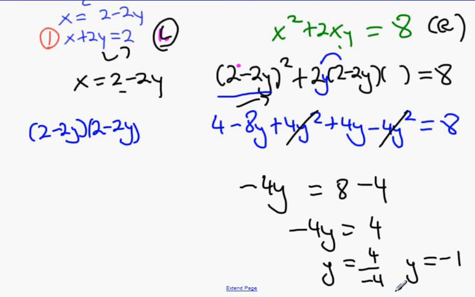Now that we know that y is minus 1, how do we find the x value? Throw it up. X equals 2 minus 2 times minus 1. Because it's 4 divided by minus 4. It's 8y minus 8y plus 4y is minus 4y. Then you brought over the plus 4 to become minus 4. Now you're going to get x equals 4. So the answer is x equals 4, y equals minus 1.